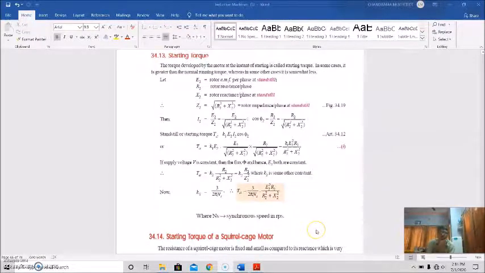Now if the supply voltage V is constant, then the flux phi and hence E2 are both constant, and in that case the starting torque will be K2 R2 by R2 square plus X2 square, that is K2 R2 by Z2 square, where K2 is another constant. Now K1 equals 3 by 2 pi Ns, so the starting torque will be 3 by 2 pi Ns times E2 square R2 by R2 square plus X2 square, where Ns is the synchronous speed in RPS.